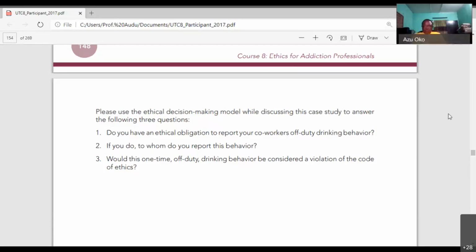Any other contribution or opinion, please? Let's go to question 3. Would this one-time off-duty drinking behavior be considered a violation of the code of ethics? I need answers from the participants. Will this one-time off-duty drinking behavior be considered a violation of the code of ethics? Is this Michael? Yes.